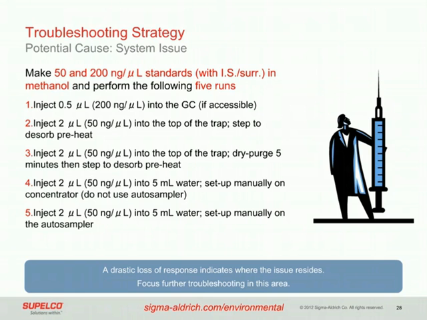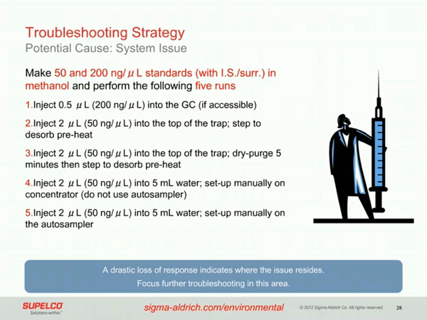Injection 3 is, again, 2 microliters of the weaker standard. We're going to do the same thing, inject into the top of the trap. We're going to dry purge that for 5 minutes. That'll force those analytes into the trap, into the adsorbents, and then we're going to step that to desorb preheat. This is now checking the trap material itself, as well as all the tubing and plumbing to the GC.